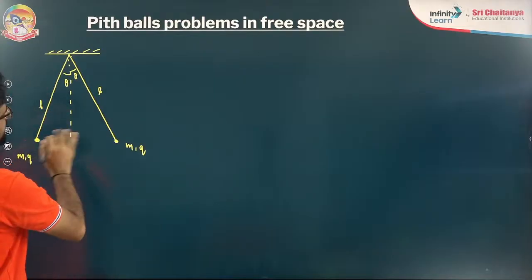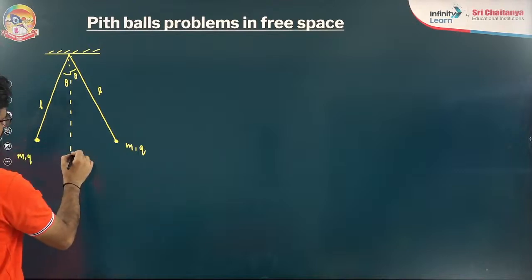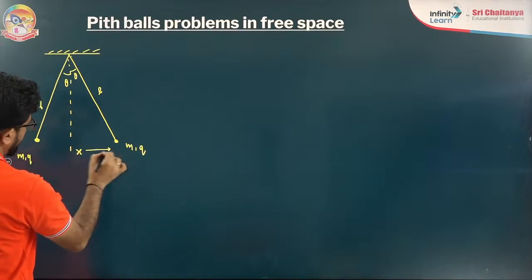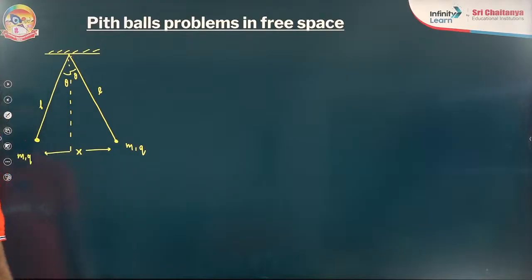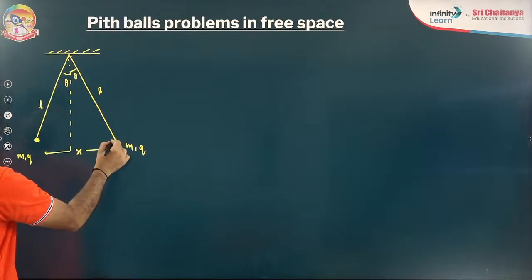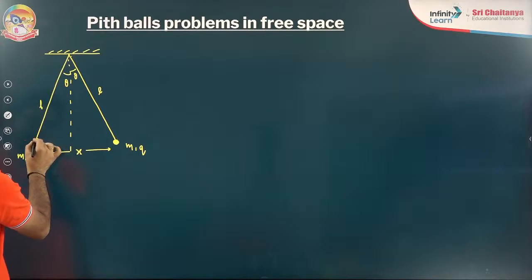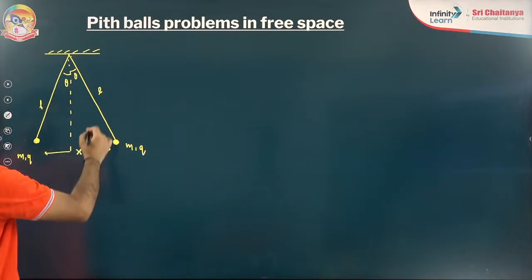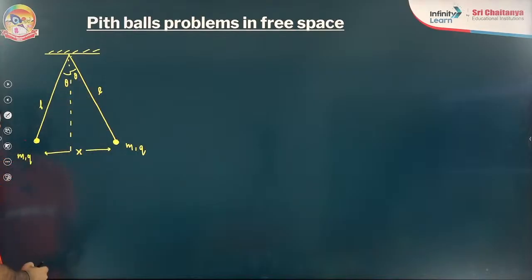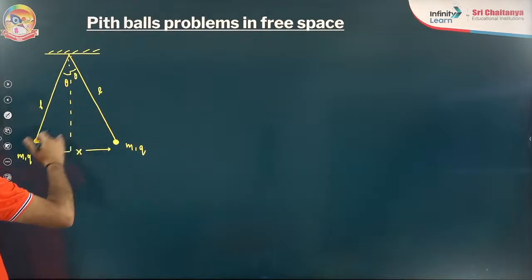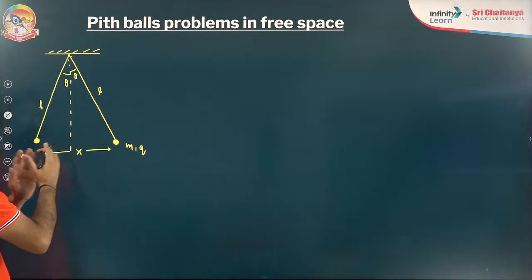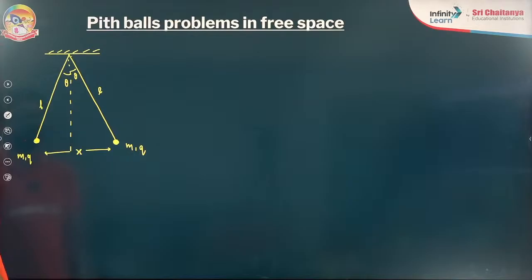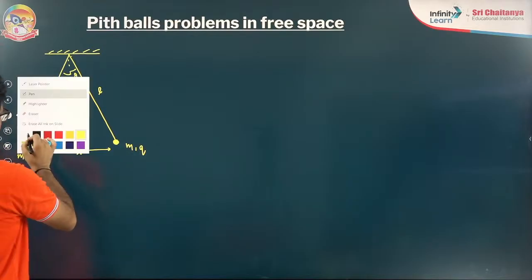Now, for our understanding, we can assume the separation between these two pith balls is equal to x. I am assuming it. Now the question is: what is the tension, what is this angle theta, what calculation do we have to do? What is the electrostatic force acting between them? That's the very basic problem that we are going to solve. So how to solve? Now please understand.